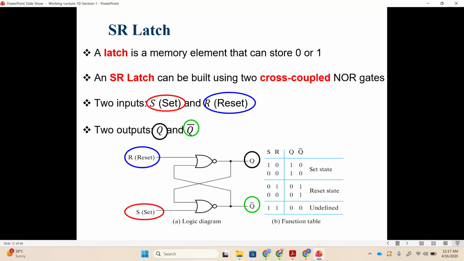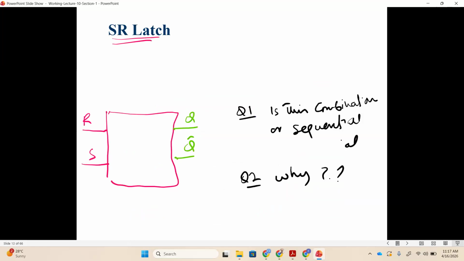Now do we have any question? Any question? Clear or not clear? Clear. Yes, I need an answer. So very quickly, can you see here?